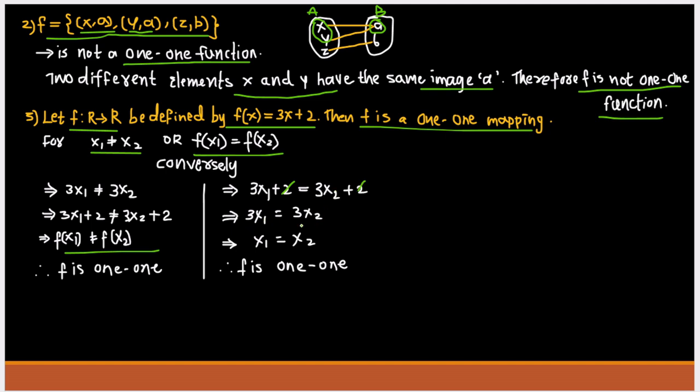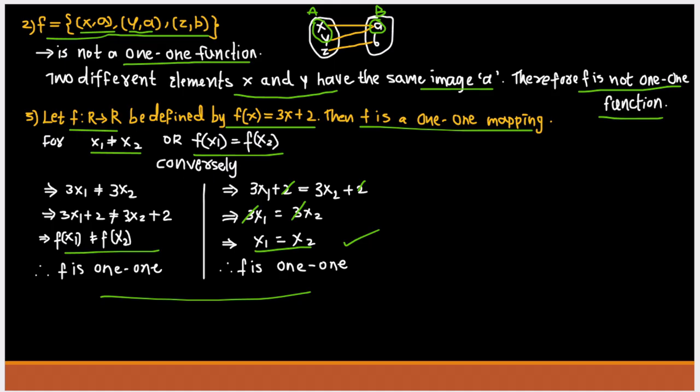3x1 equals 3x2, and then 3 and 3 cancel. So now we get x1 equals x2. This also satisfies the function. So from these two verifications we can say that f is a one-one function. In this way we can verify whether a function is a one-one mapping or not.